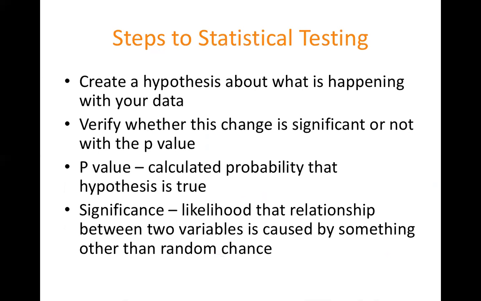And if you've ever heard of a p-value, a p-value is one way that we check to see if there's significance. The p-value is the calculated probability that your hypothesis is true. And when we talk about significance, what we're actually talking about is the likelihood that the relationship between the two variables we're testing is caused by something other than random chance. Typically, when we talk about significant values, we're talking about it being 0.05 or less, okay?